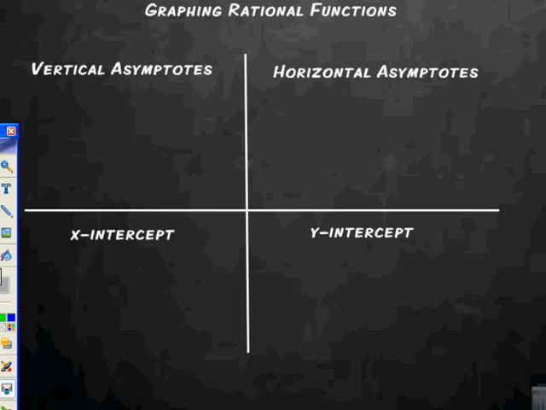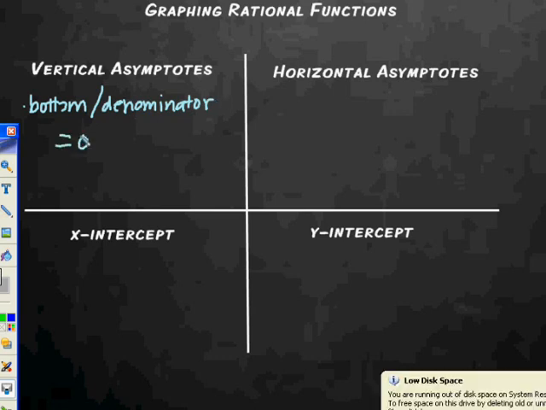And so to find those places where your function is undefined, we need to look at the bottom, or rather your denominator, and set it equal to 0. Okay, we'll talk a little bit about how holes come into play a little later, but for the most part right now, take your denominator, set it equal to 0. Those are going to result in vertical asymptotes.